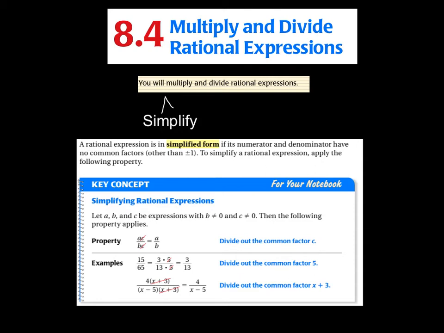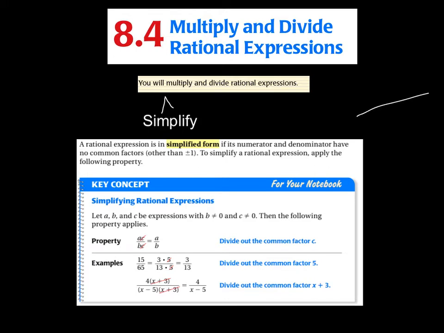In this section, we're going to be talking about multiplying and dividing rational expressions. A rational expression is a polynomial fraction. Anything you could do with regular fractions, you can do with rational expressions. So, again, we're talking about polynomial fractions.